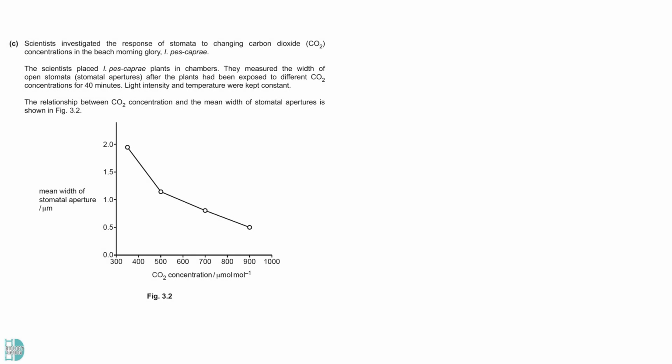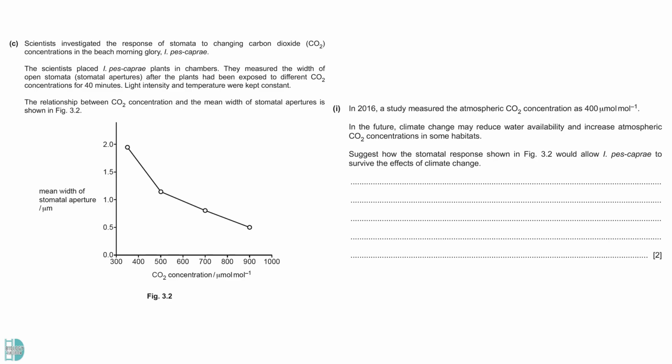In C, we have a graph showing the relationship between the carbon dioxide concentration and the mean width of stomata apertures. C1 suggests how the stomata response shown in figure 3.2 would allow the plant to survive the effects of climate change. There is a negative correlation between the variables. An increase in carbon dioxide concentration causes the stomata aperture to decrease.